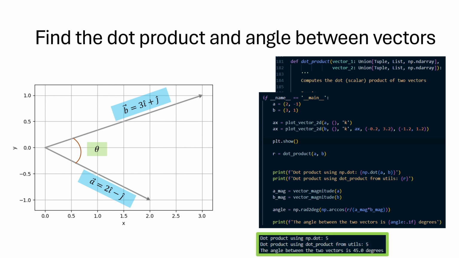In the previous slides, we have seen that cosine of angle is equal to the dot product divided by the product of magnitudes of these two vectors. So we compute the angle using this and convert it to degrees, and the result is 45 degrees.